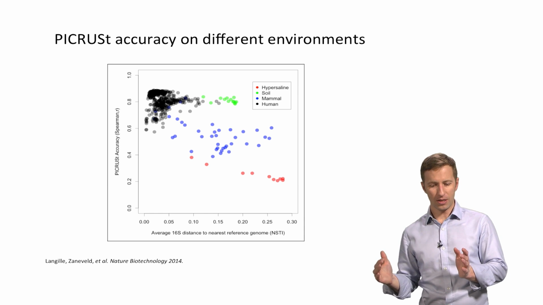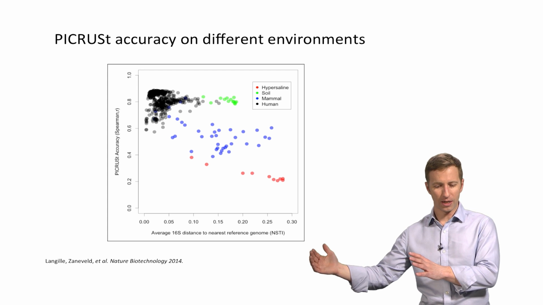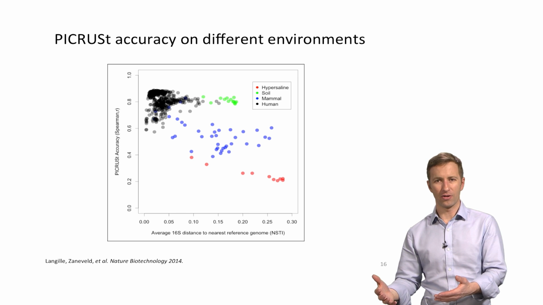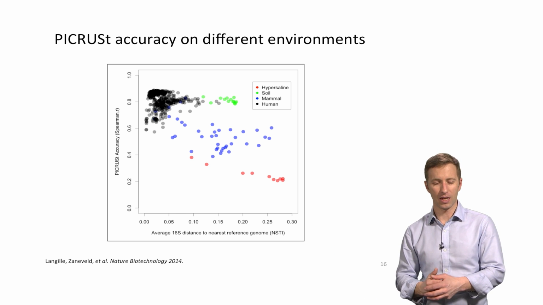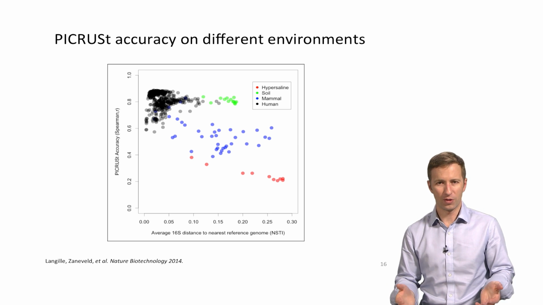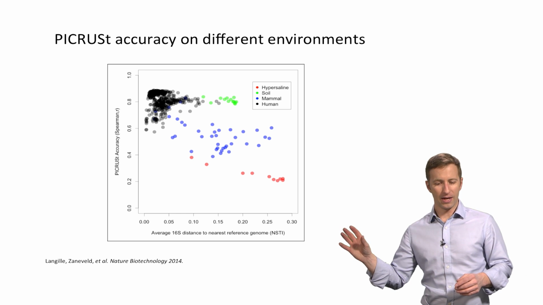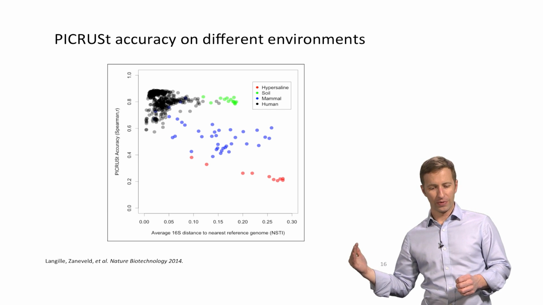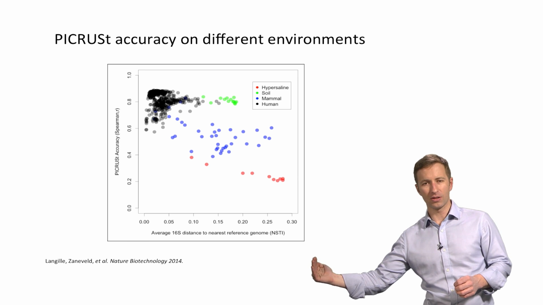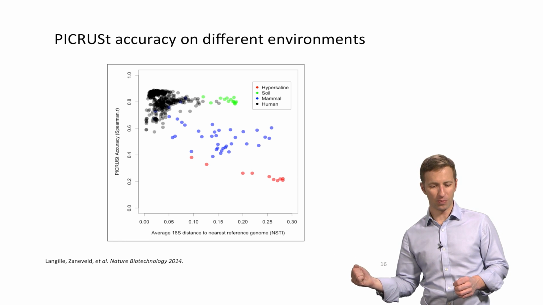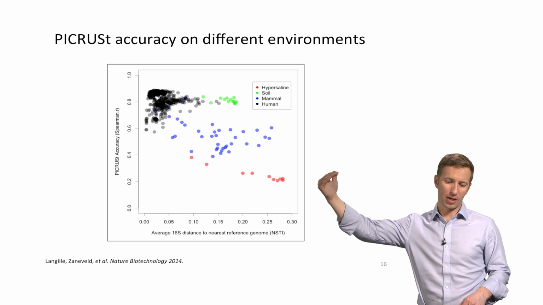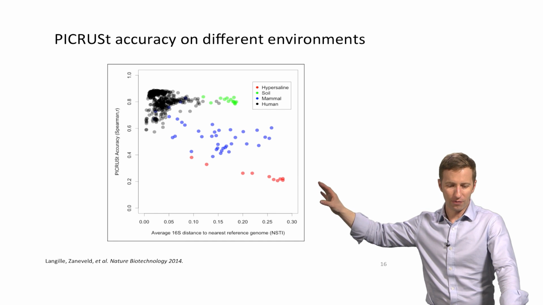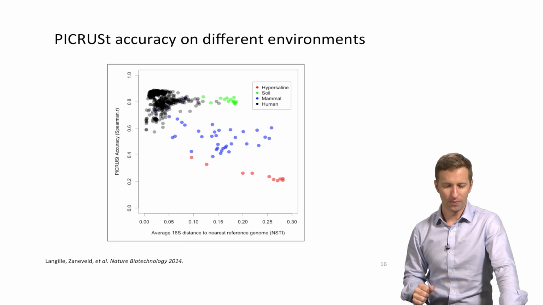So of course, the mammal gut or even human gut samples tend to have a lot more known taxa that are near neighbors to the taxa that are in the samples, because that's what we've spent a lot of our sequencing money on. And so that means that the black samples, for example, those are the human samples, they have low distance to the nearest reference genome for the average bug, and they also have higher accuracy in PICRUSt. This means that ballpark for the human gut, you can get 85% accuracy or so.